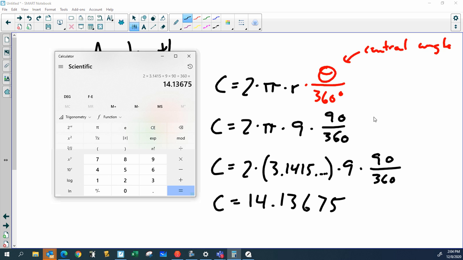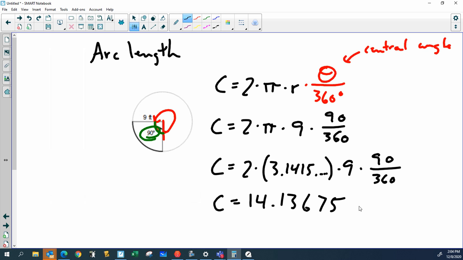It was. And since we're talking about length, that's a one-dimensional measurement, so the answer for this one is in feet, not square feet. Okay, we're just talking about the length of this arc. So we found essentially the distance from this point to this point along the circumference of this circle, and it's 14.13675. The arc length equals 14.1 feet. All right, good luck with your next two problems.